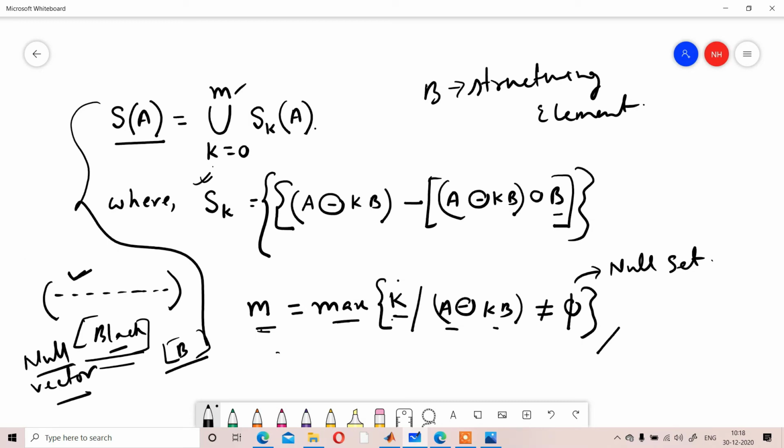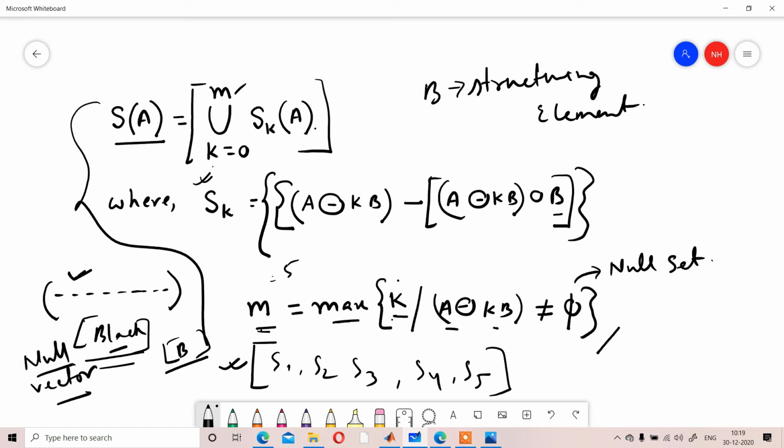So in that way you will get S1, S2, S3. If M is equal to, suppose, 5, you will get S1, S2, S3, S4, S5. All the 5 sets of images will be in the union operation, and after the union operation, whatever result you are getting, that is your skeletonized result.